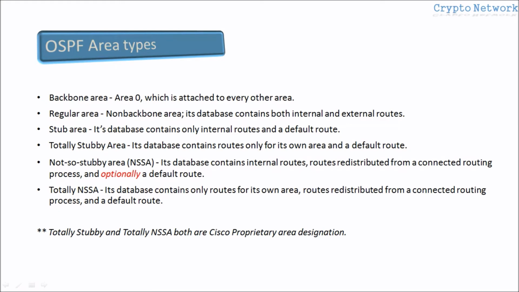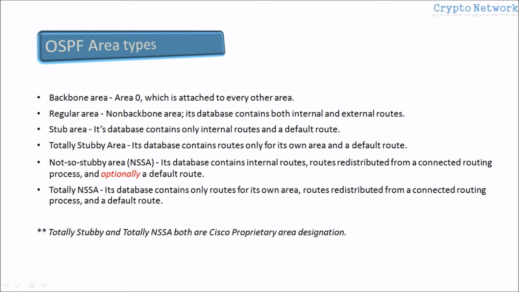Regular area. So a regular area is a non-backbone area with both internal and external routes. Stub area contains only internal routes and a default route. Totally stubby area, that is again a Cisco proprietary option for a stub area. Its database contains routes only for its own area and a default route.